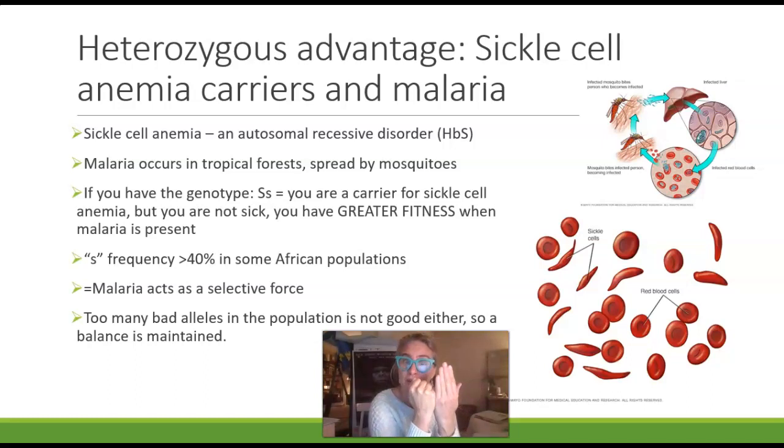So the environment, the presence of malaria, helped retain this allele in those populations, even though you would think that would be an allele that the population should not want to have around. So too many good alleles, bad. Too many bad alleles, bad. That heterozygous advantage comes from having one of each of the alleles.